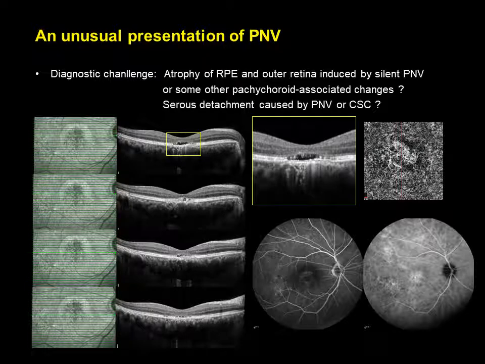Here you can see a weird feature that may be associated with pachychoroid neovasculopathy. Is this just some optically empty space due to loss of outer retina and thinning of RPE induced by silent PNV or some other pachychoroid-related changes such as pachychoroid pigment epitheliopathy? Or serous detachment caused by PNV with low activity or chronic central serous chorioretinopathy?